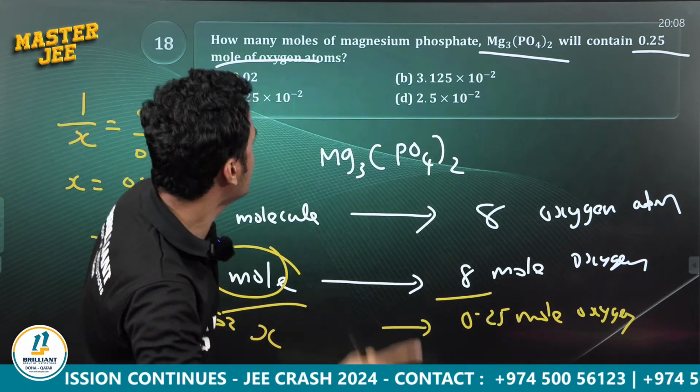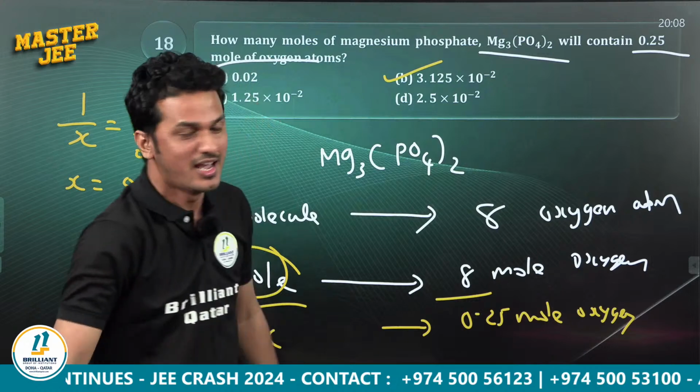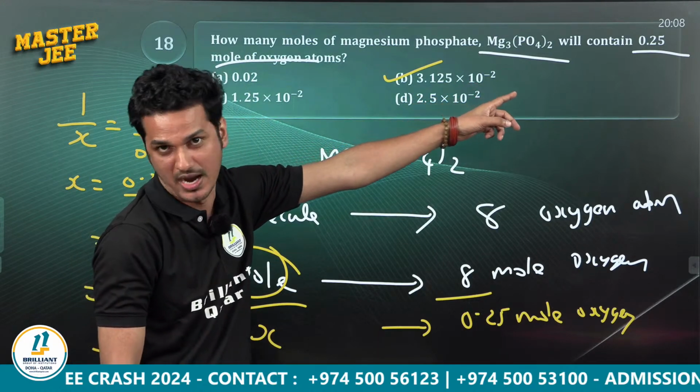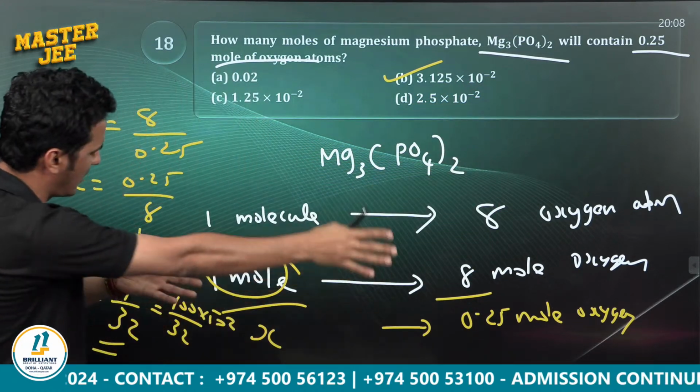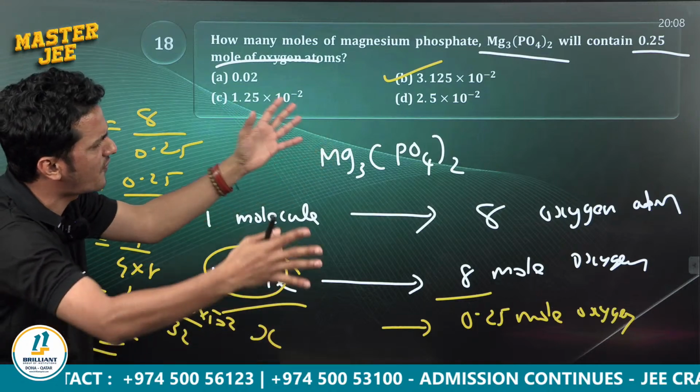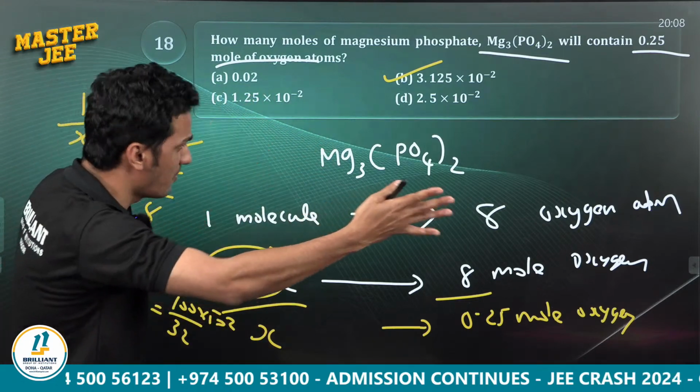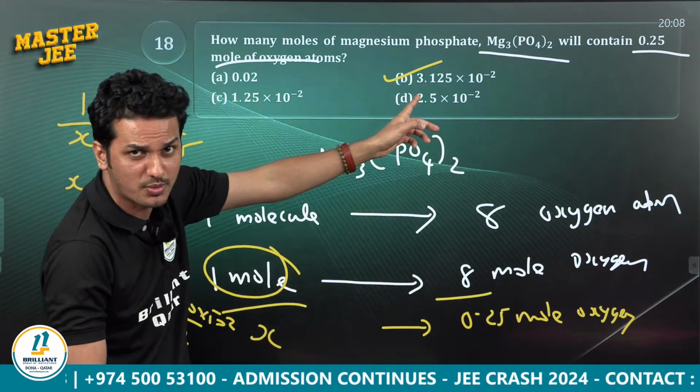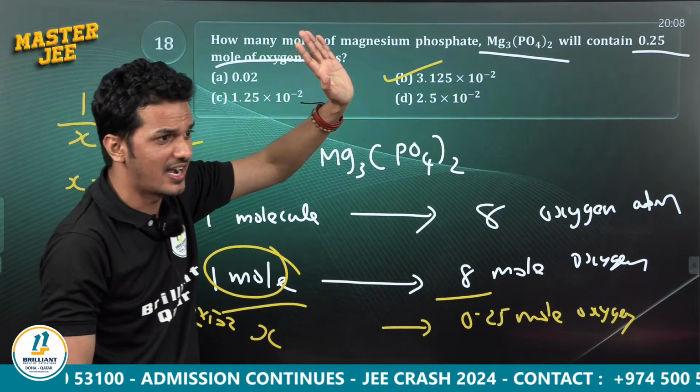Is there an option like that? Yes! Option B is the correct one. 3.125 into 10 raised to minus 2. Simple. No need of the complete calculation. Here options are different. Okay. So same but different. So we can use the option B. Am I correct? Ready guys?